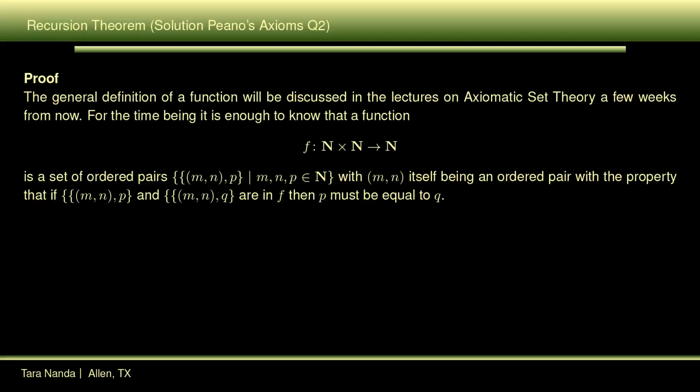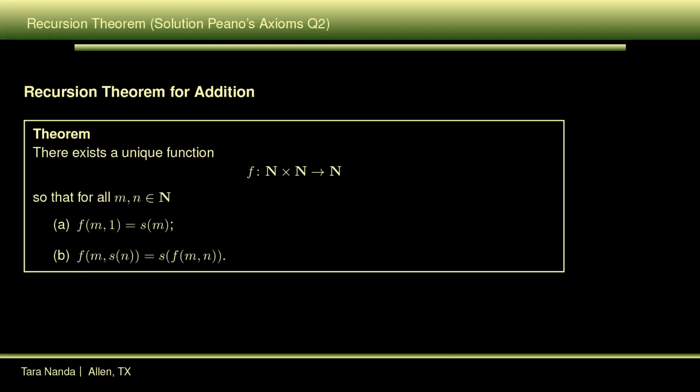Let us now look at property (b). Property (b) tells us that when the pair (m, n) is in the domain of f, then the pair (m, successor of n) is also in the domain of f.